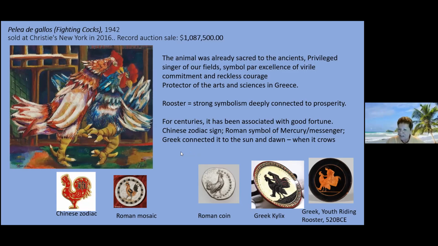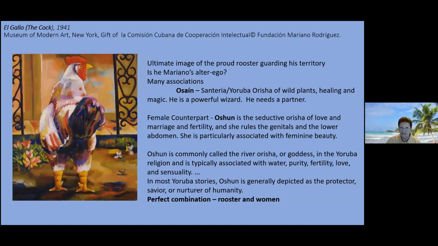He isn't just a pretty pest on the streets of Little Havana, which somebody might say, well, he's just strutting around the streets, and what does he do for us? But he has symbolic associations. So here in another image, El Gallo from 1941, that is at MoMA, I see it as this ultimate image of the proud rooster guarding his territory. Is he Mariano's alter ego?